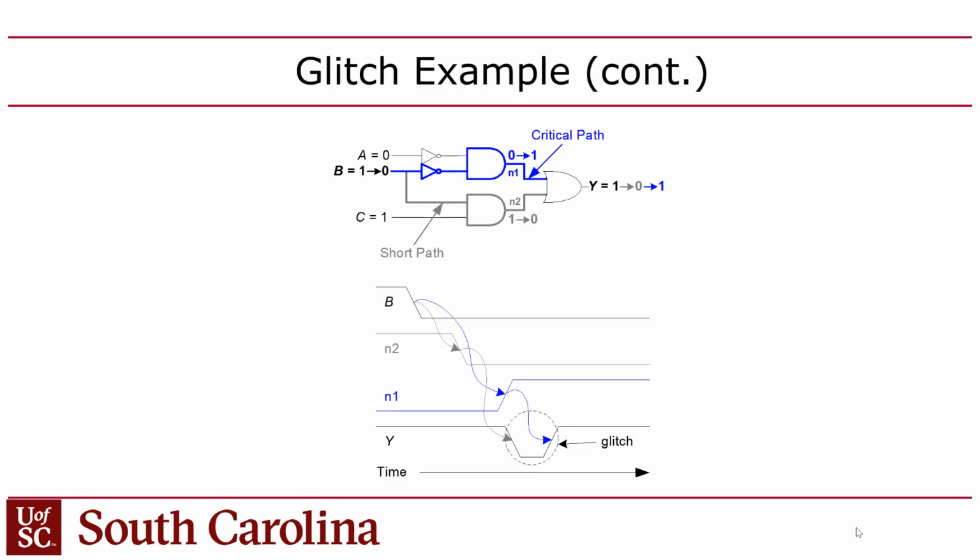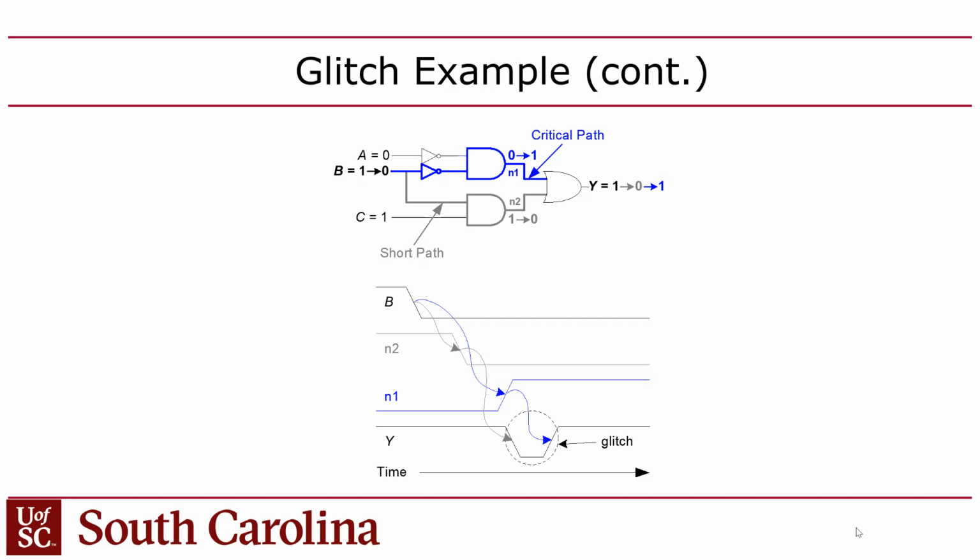But the problem is that when you change B, it has this fan out, right? So the value of B goes through this inverter, and then it goes through the AND gate, and then goes to the OR gate, which is the longest path. That's the long path, the critical path, right? But it also goes through the short path. Goes through this AND gate and then that OR gate.